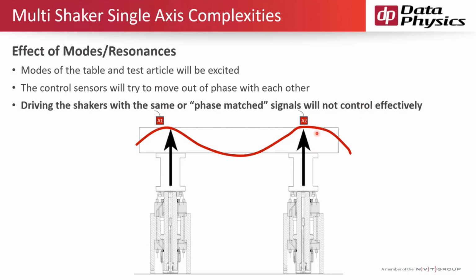Now, oftentimes, single shaker controllers, non-MIMO controllers, will just average the control and show you the average, and the average looks good. So you think your two control points are in control, and that's not the case. It's the average of the two that's in control, in tolerance. So we're going to take a look at that with some examples here.